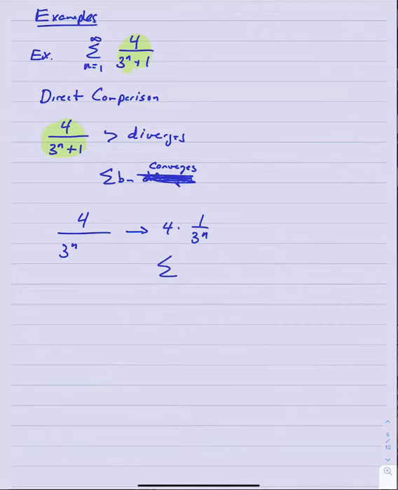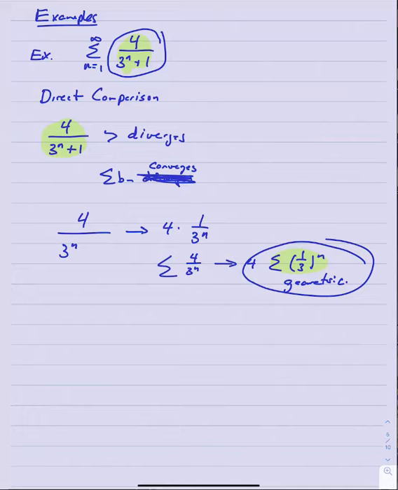Okay, does the series 4 over 3 to the n converge or diverge? Well, I know that's just 4 times the series 1 third to the n, and I know this part is just a convergent geometric series. It's convergent geometric with the common ratio being 1 third. Okay, that tells me that this guy really compares favorably in the limit sense to a convergent geometric series. So my guess is this is convergent. In fact, we know it's convergent.